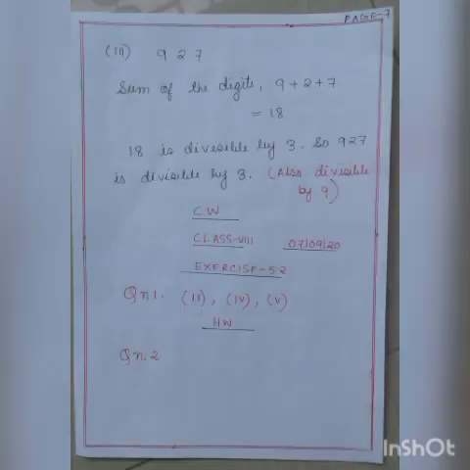Now let us see another example, 927. Here again, the sum of the digits is 9 plus 2 plus 7, which is equal to 18. 18 is divisible by 3. So 927 is divisible by 3.